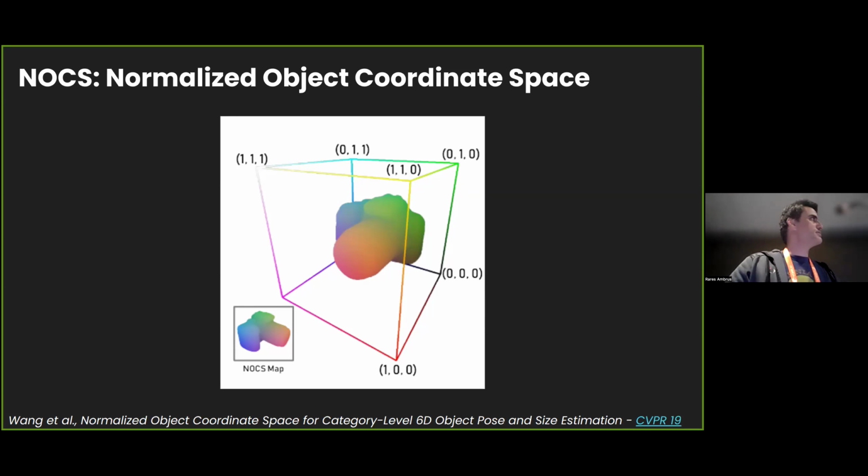So it's very useful because given a predicted NOCS map, we have an initial estimate of the shape because there's a correspondence between the 2D and the 3D points. And we can also use off-the-shelf tools to basically estimate the pose, like PnP if we have just images, or point cloud registration if we have depth maps as well.